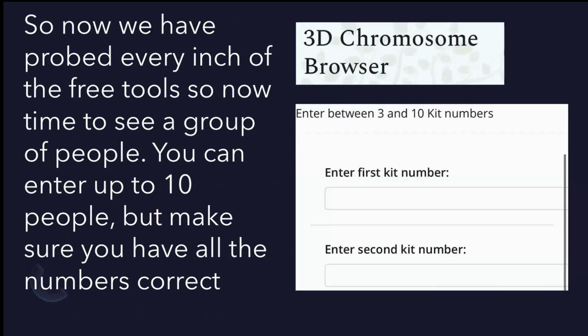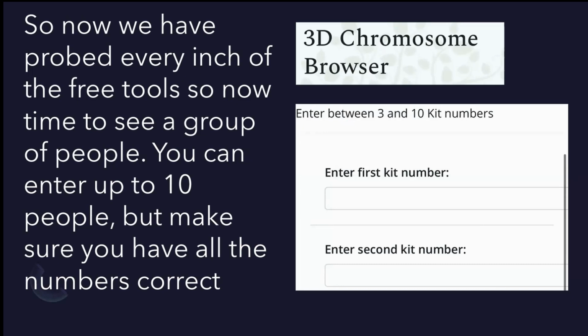So now we've probed every inch of every tool. Feel free to enter all the tools and explore them. So now we're going to go to the 3D chromosome browser, and you could enter up to 10 kits, but usually I've done up to 5 kits and then I've gone to the next step after this.